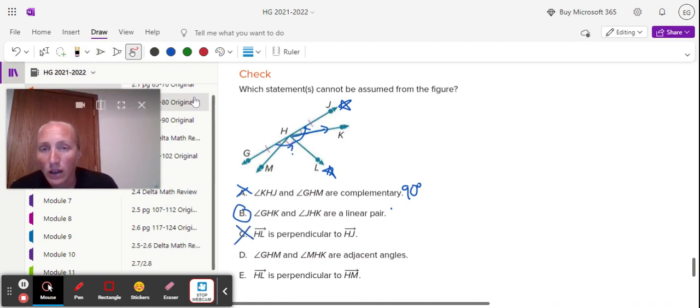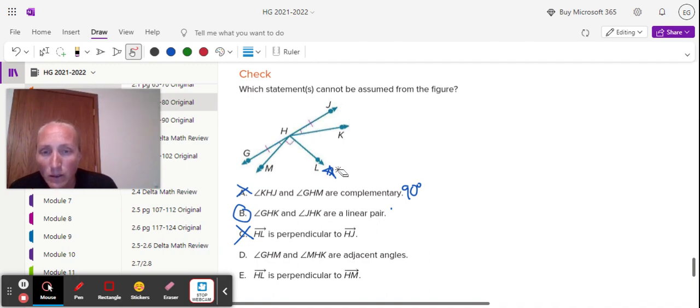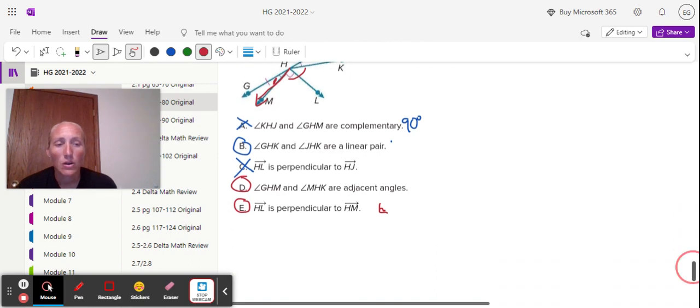Next one, we're going to have GHM. Let's see if I can follow that one again. GHM, that's this one down here, and MHK are adjacent angles. Yes, they share a common side. That's this side right here. And so they are adjacent angles. And then lastly, HL is perpendicular to HM. That's the one I was looking for earlier. This one is a yes right here, and I can only make that assumption because of that 90-degree marking that's in there. It has that little box in there, and so we can make that assumption at this point.